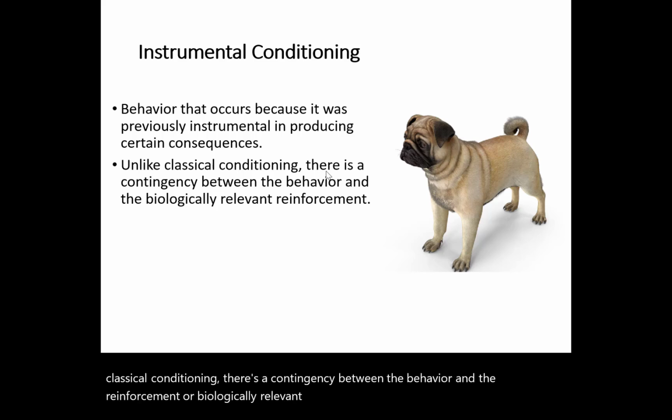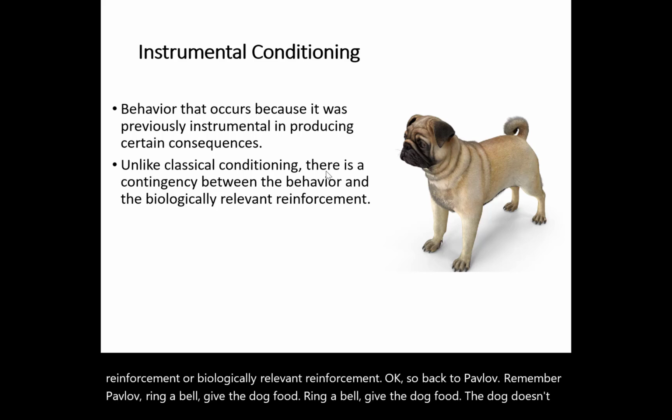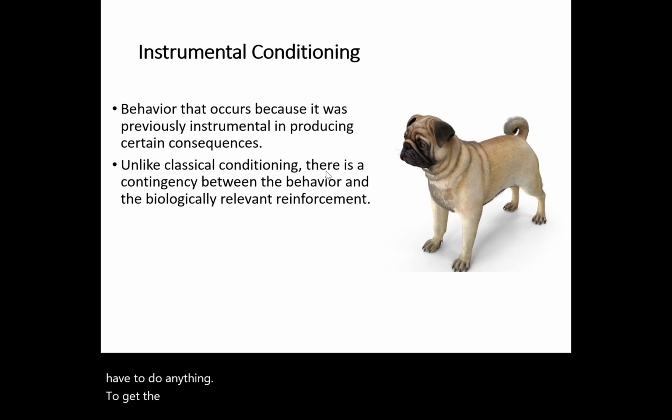Okay, so back to Pavlov. Remember Pavlov? Ring a bell, give the dog food. The dog doesn't have to do anything to get the food or to hear the bell. We just simply pair them. Or in auto shaping, key light comes on, food drops in the hopper.